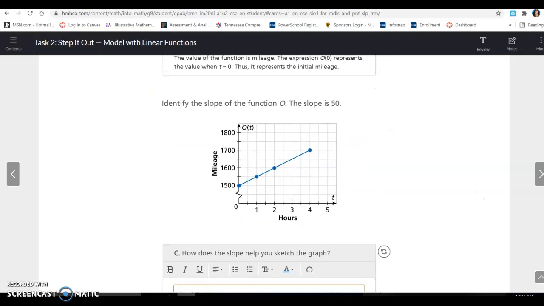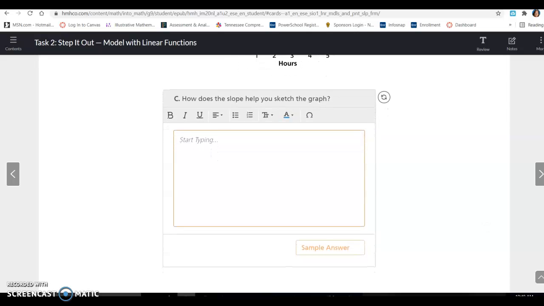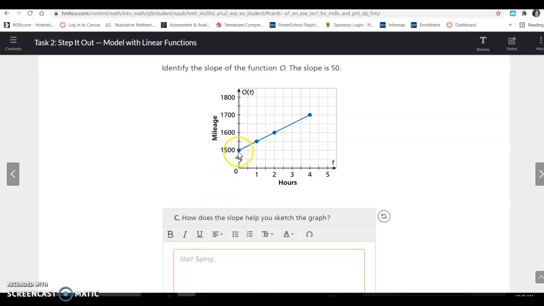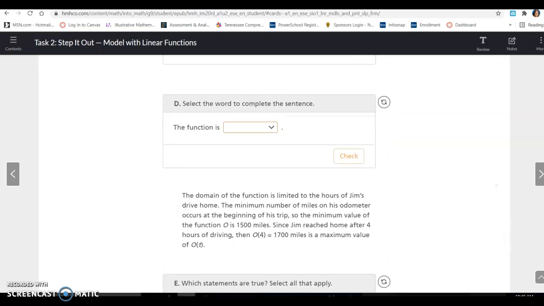All right, it says identify the slope of the function. All right, the slope is 50, and that's because he's traveling at 50 miles per hour. So you can see he has graphed this on the line, and that way he can see what his function looks like. It says, how does the slope help you sketch the graph? Well, 1,500 is going to be the y-intercept, and you know if you have a y-intercept, you can use the slope, the rise over run, to get to the next point. So that's what he's done. He's used the y-intercept and the slope to graph the equation.